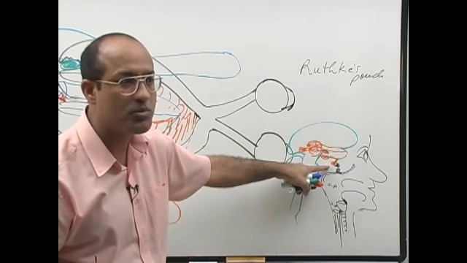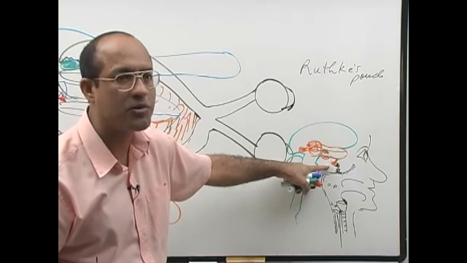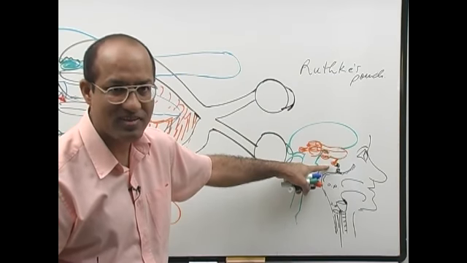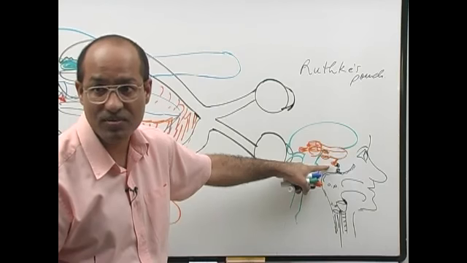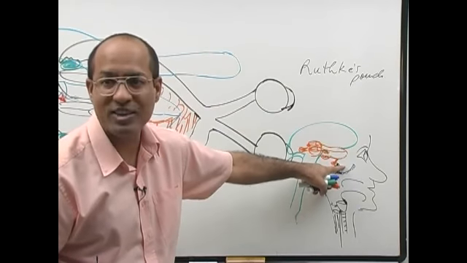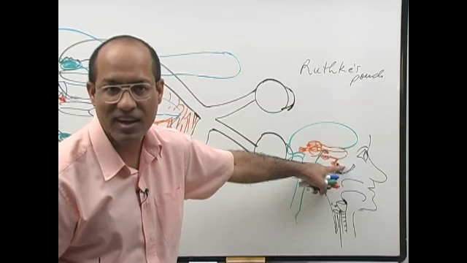That is why posterior pituitary is also called neurohypophysis, right? Because it is a derivative from the nervous system. And anterior pituitary is also called adenohypophysis. That is like other glands.